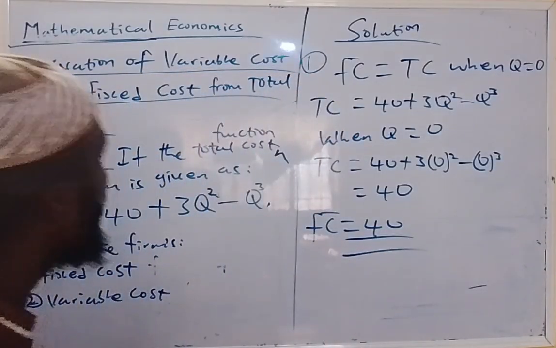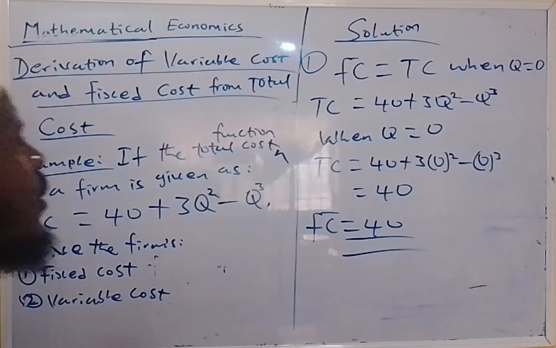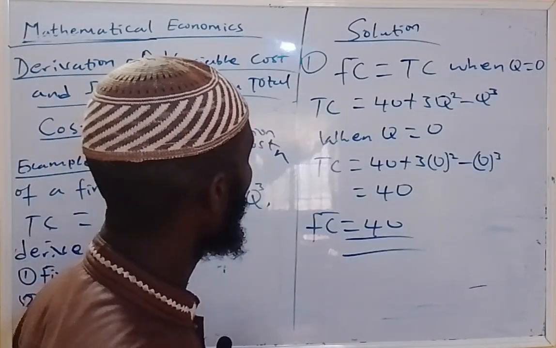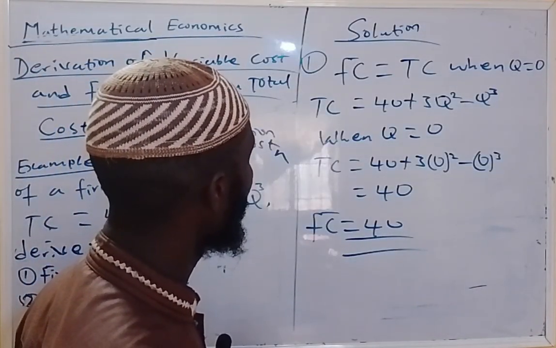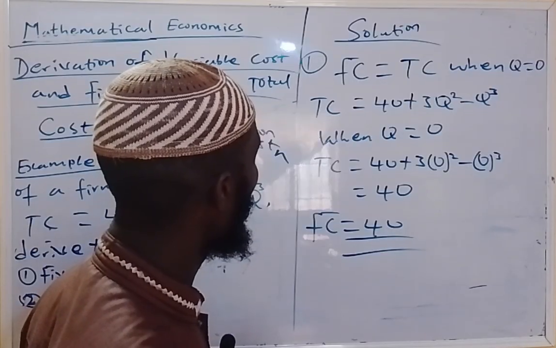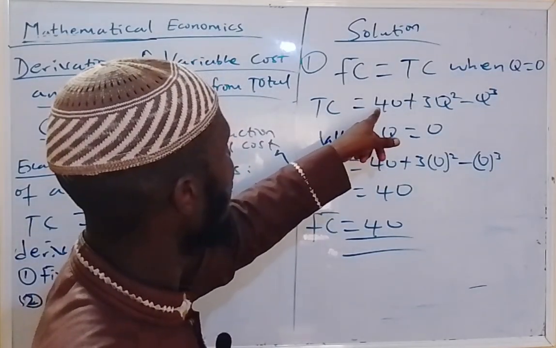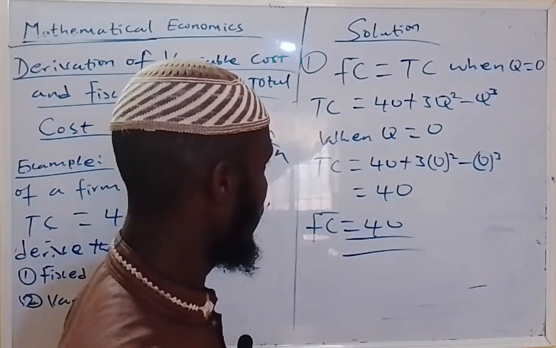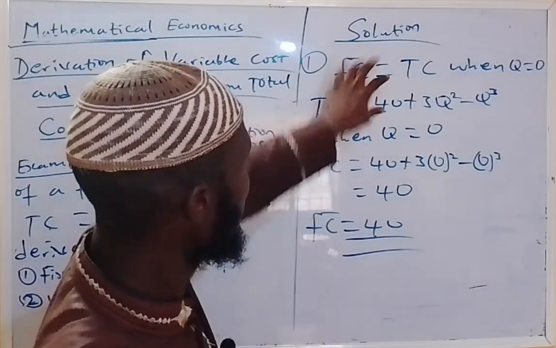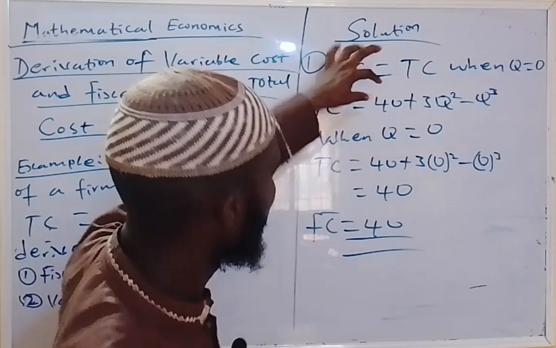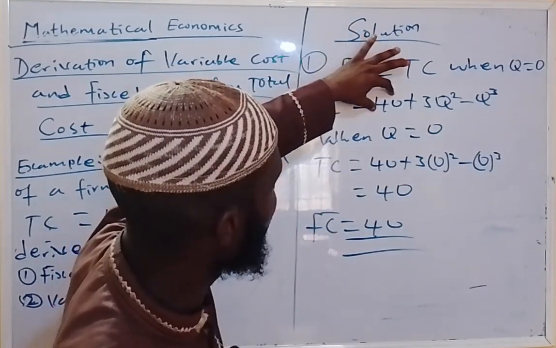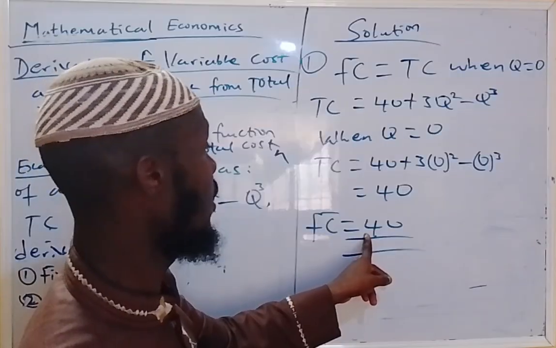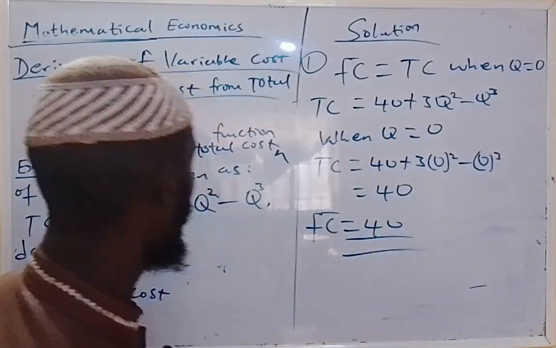So this is our fixed cost. If you watched the previous video, we said fixed cost is that part of total cost that is constant, that does not depend on the unit of output produced or sold. Just by looking at this total cost function, you can see that the only constant you have there is 40, and that's your fixed cost. You can see that's what we later got here as our fixed cost.